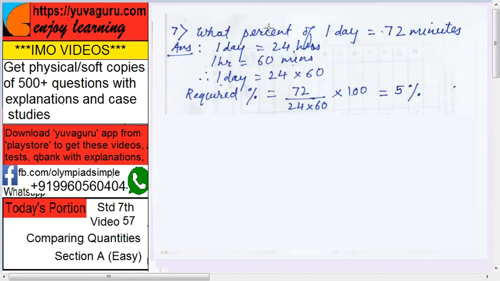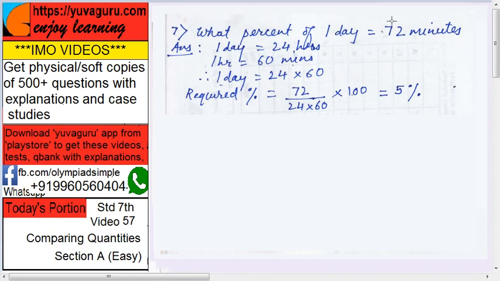What percent of one day equals 72 minutes? Now check this. One day and minutes. You have to make them equal first. In a day, what is easier? Convert minutes to days or days to minutes. If you convert minutes to days, it will be in point something. So convert days to minutes.